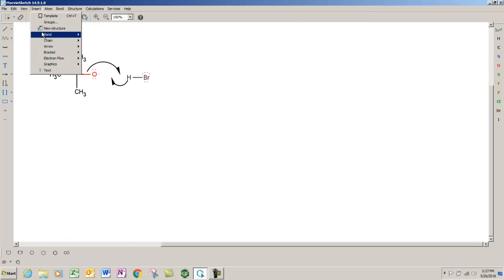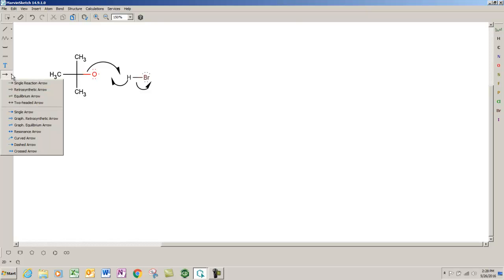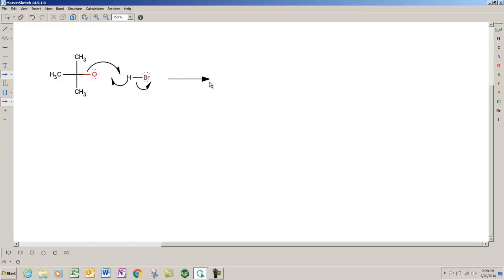Next, we have to show that the other electron on that bond goes to the Br. So you start with the bond and you go towards the Br. And there you go. So when you're drawing arrows, do not use the reaction arrow. You use the single arrow. Okay. So what happens is you create the OH and then Br is by itself.